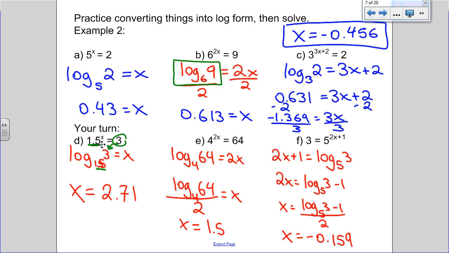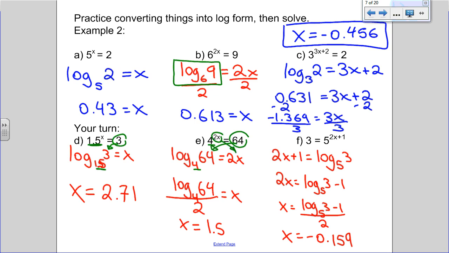This one over here, I did the same thing. The base became the base. This became my argument. And then 2x is now on the other side, and it's no longer an exponent, so I can actually solve for the value of x.